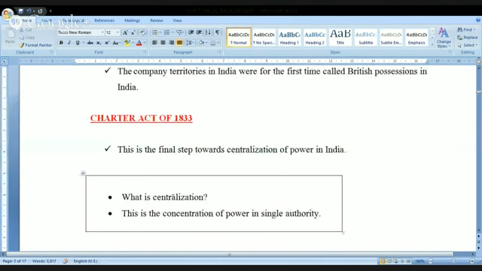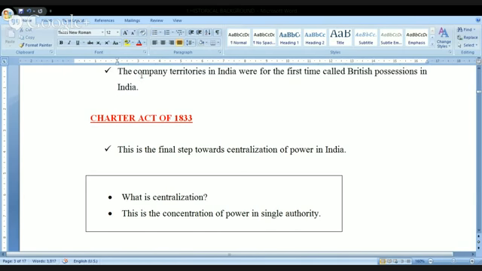Look at this now. For the first time, the company territories in India were called British possessions in India. Very, very important. Otherwise, wherever the East India Company was present, those were considered company areas or company territories. But the British recognized them as British possessions in India, and it happened through the 1784 Pitt's India Act.